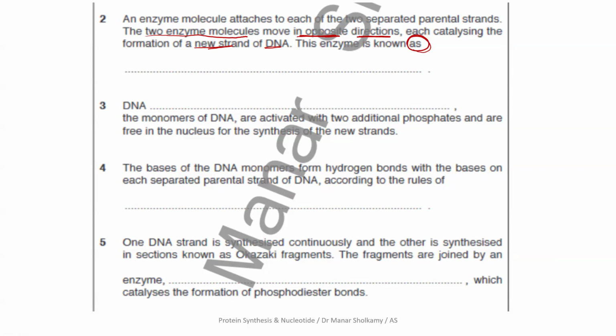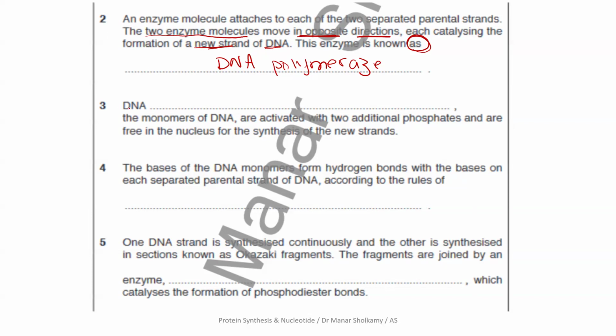DNA polymerase. Good boy. So I'll write here DNA polymerase. Okay, and why is it moving in opposite directions? Because it binds to the 3' end and will build the new strand in one continuous go, and it will always have to go backwards and forwards to bind to the 3' end.